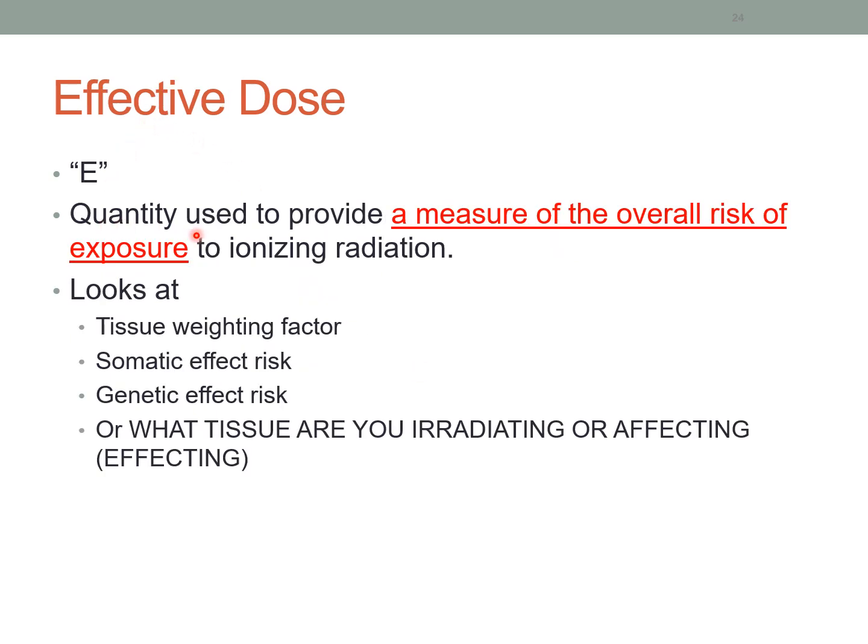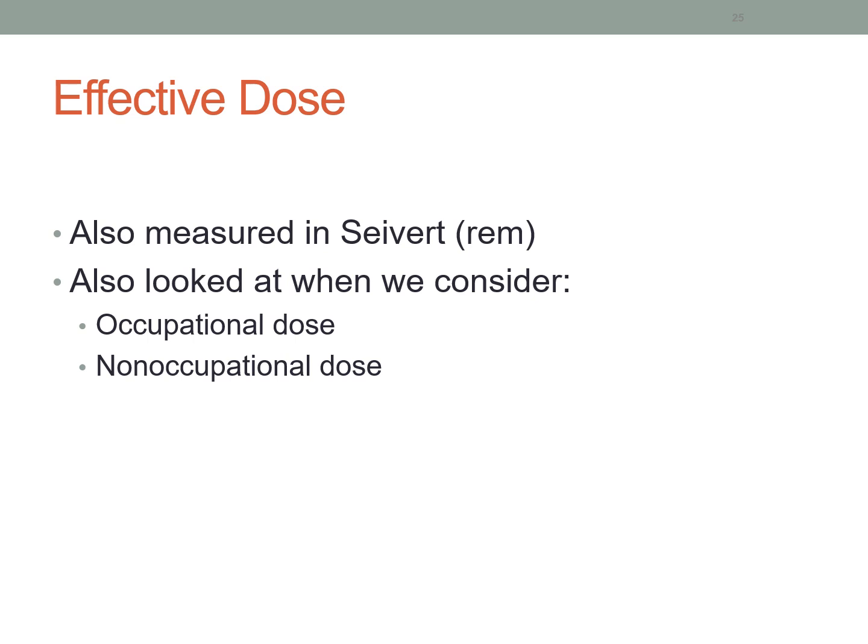The effective dose is the quantity used to provide a measure of the overall risk of exposure. So this looks at the equivalent dose and adds in the tissue weighting factor. Somatic effects are effects to the body that you can visually see or feel. Soma in Greek means the body, and genetic effects have to do with future generations. So what tissues are you radiating or affecting? It's also measured in sieverts or the old unit, which is the one we mostly use here in the U.S., the rem.